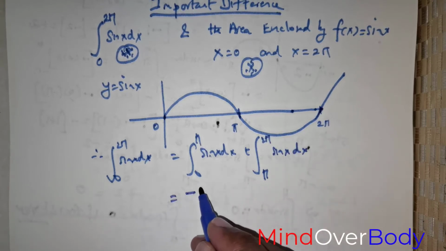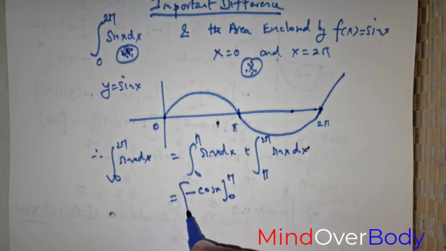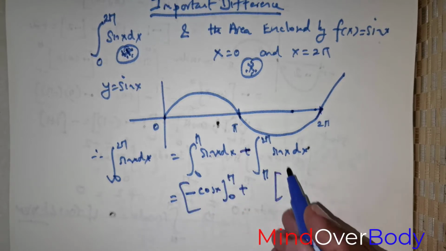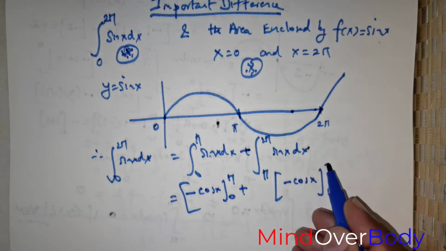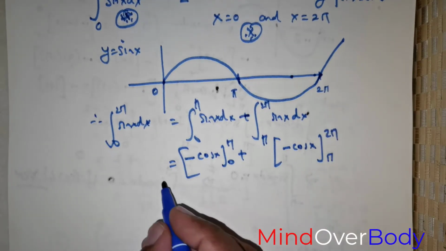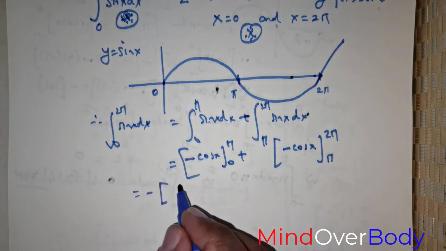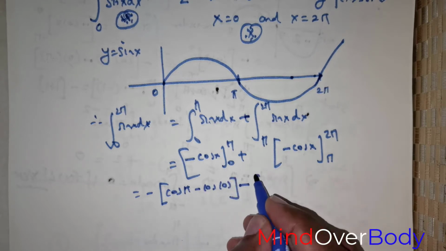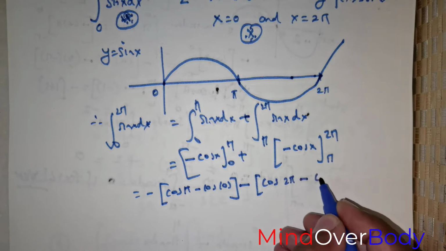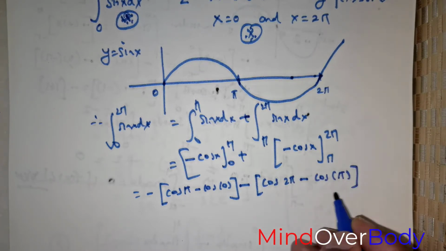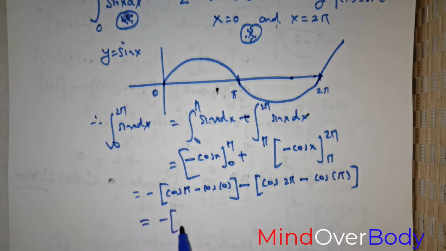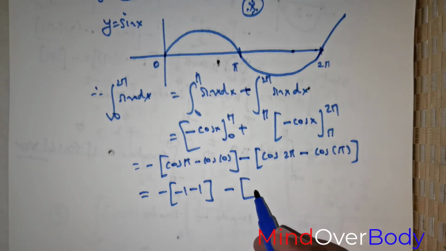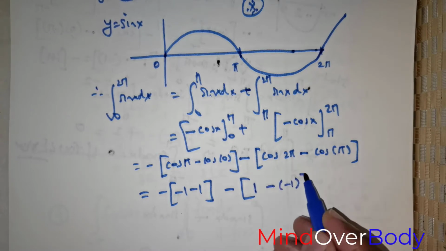Integral of sin x is negative cos x, limits are 0 to pi. Plus the integral of sin x is negative cos x, limits of pi to 2 pi. And if I were to substitute the limit, it's going to be negative of cos of pi minus cos of 0, plus negative of cos of 2 pi minus cos of pi. So this is what I have got. Now cos of pi is negative 1, cos of 0 is 1, that's going to be negative 1 here. And this is going to give us 1, this is going to give us negative 1.